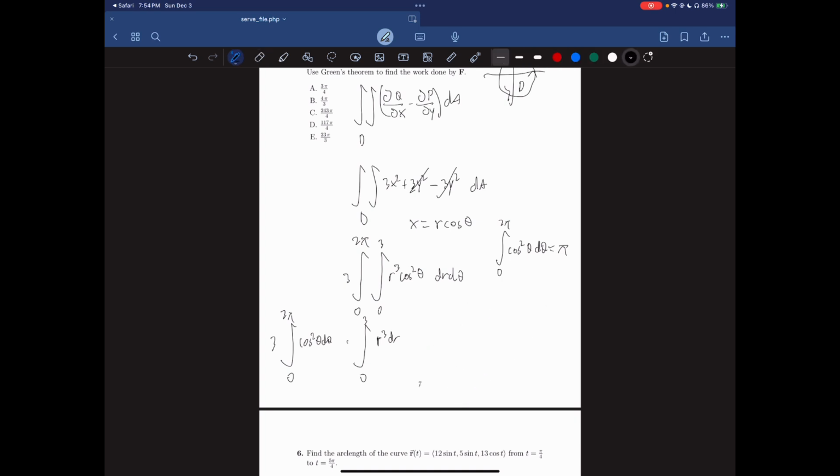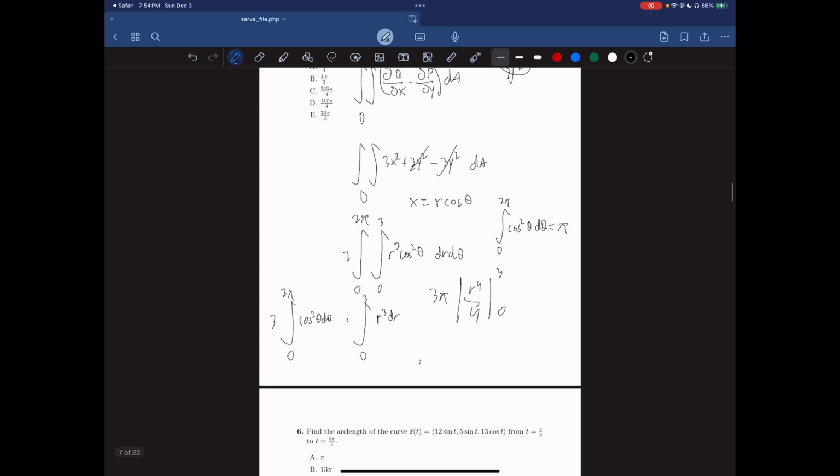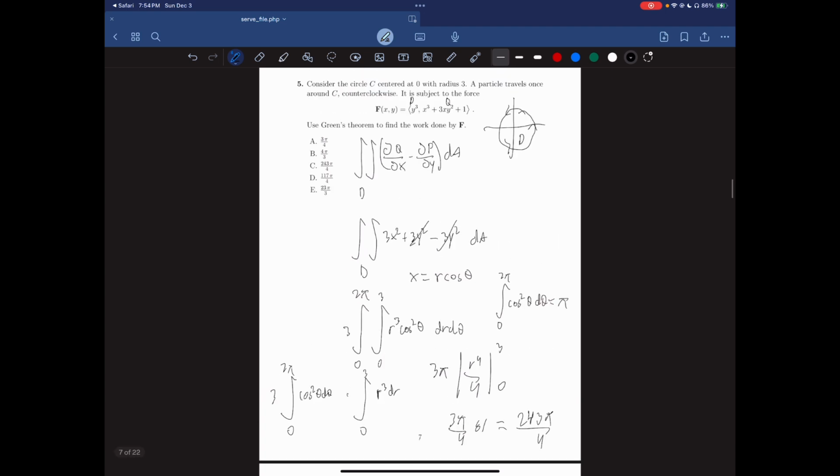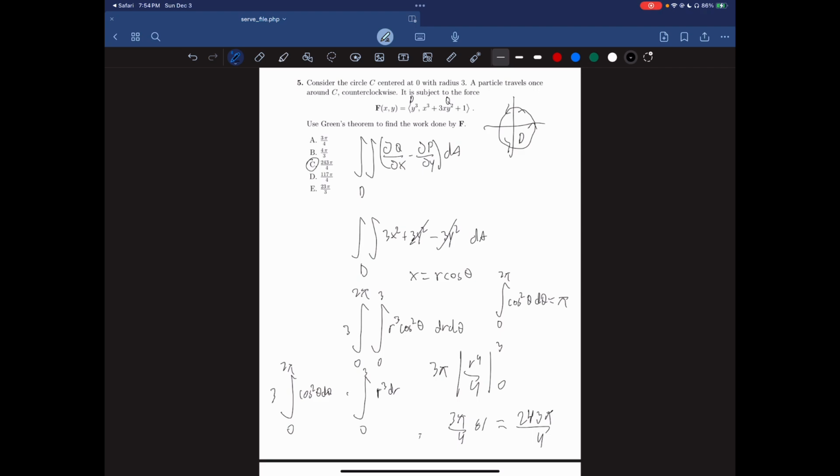just retrace. We have 3 times 2 pi, or no, sorry, okay, it was just 3 times pi because I forgot this integral was pi, not 2 pi, times r to the 4 over 4 from 3 to 0, and okay, now it's making sense. Now we're going to get 3 pi over 4 times 81, which should be 243 pi over 4, and okay, that looks like it's C. Okay, that's why I was a little confused.